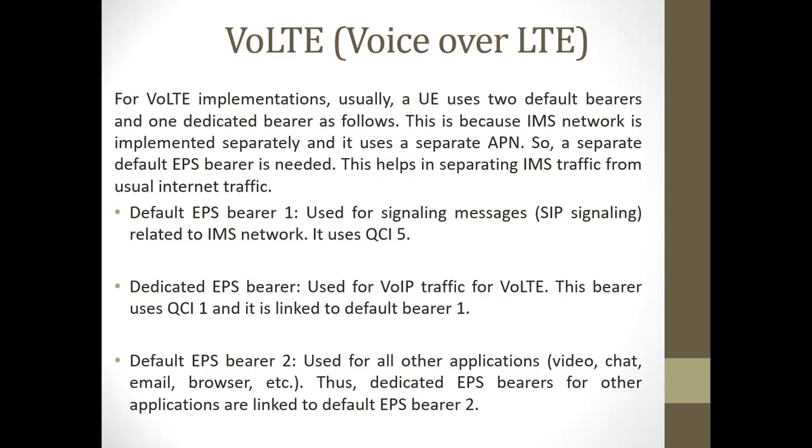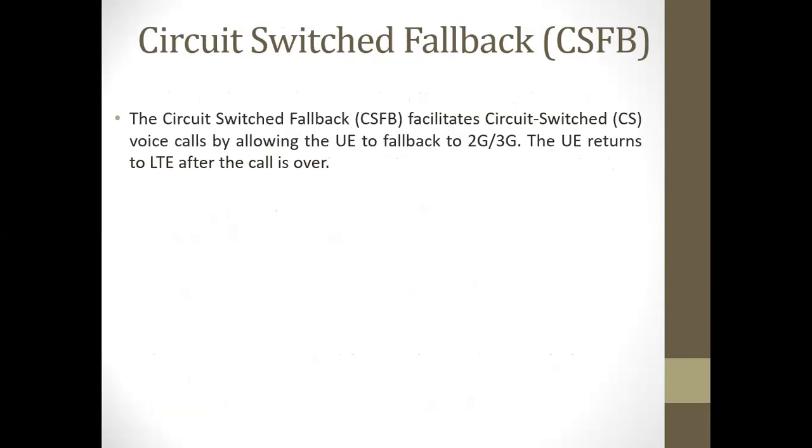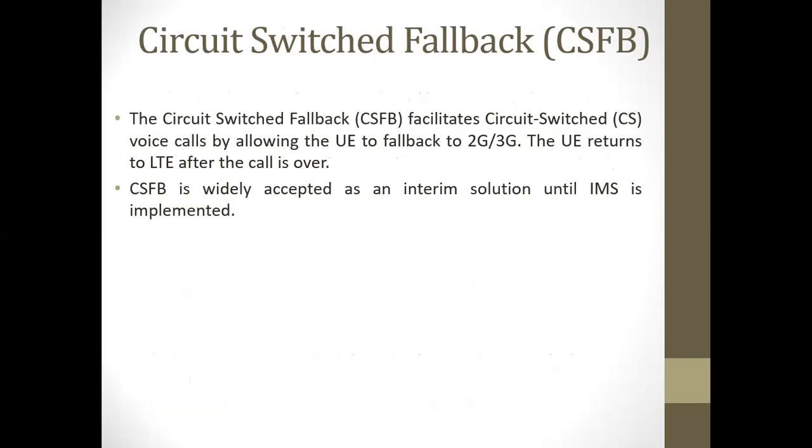The dedicated bearer for voice is connected to your default EPS bearer 1, which is carrying your IMS signaling. And you can have other dedicated EPS bearers for other applications, which will be connected to default EPS bearer 2. So that is pretty much it. The last slide just says that if you don't have VoLTE, then you use CSFB. Although there are more options, CSFB has become popular. All right. Questions?